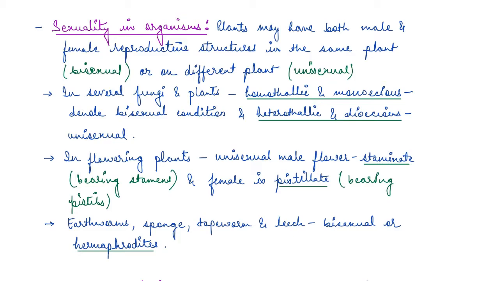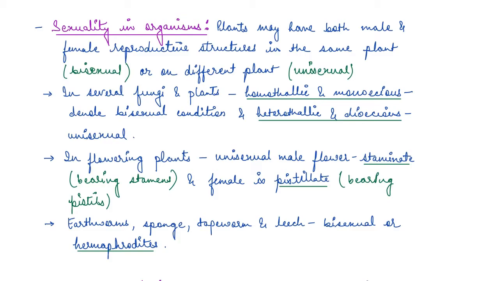Now, we have covered in class 11th that there are many animals which are hermaphrodite. That means they have both sexes, so every individual has both sexes and can produce both gametes, like earthworm, sponges, tapeworm, leeches. They are bisexual or hermaphrodite. But animals like Homo sapiens are unisexual, so we have males and females as different organisms.